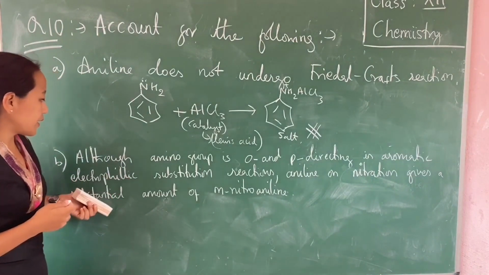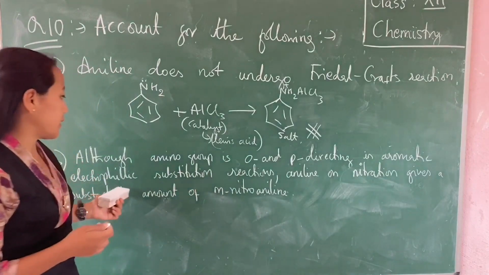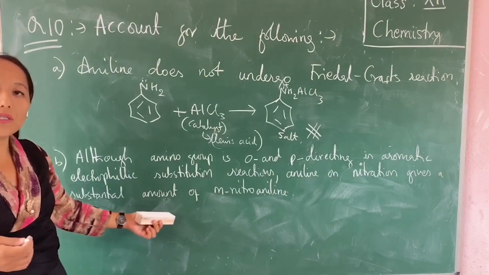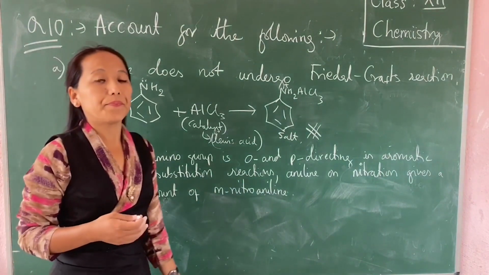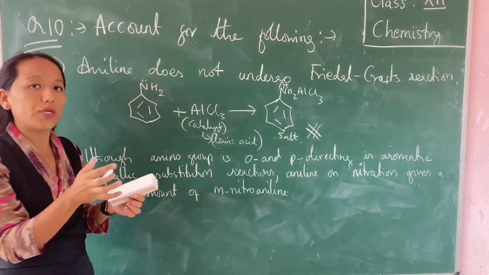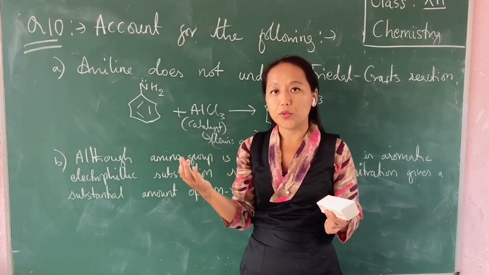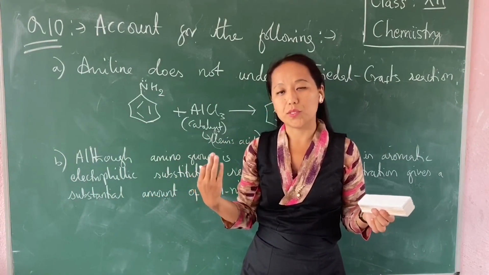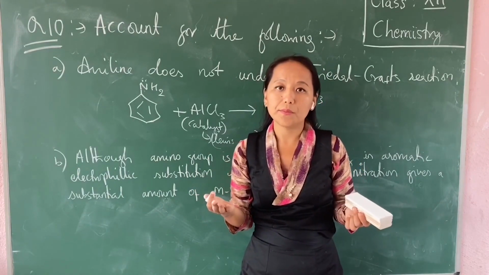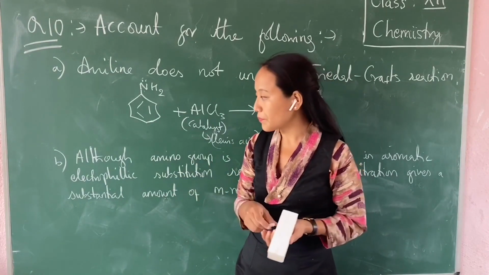Now in the case of the second one, it says although amino group is ortho-para-directing in aromatic electrophilic substitution reactions, aniline on nitration gives a substantial amount of meta-nitroaniline. Aniline, when you look at the structure, this NH2 acts as an electron donating group. So as already explained, NH2 acts as activating group which directs the incoming electrophile towards the ortho and the para position. You're supposed to get only ortho and para product, but what happens is you're also getting a meta product. So what is the reason for that?